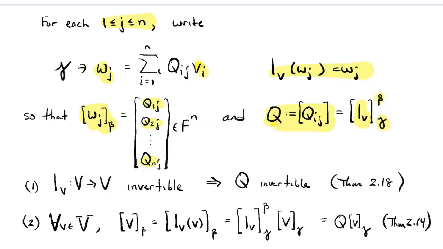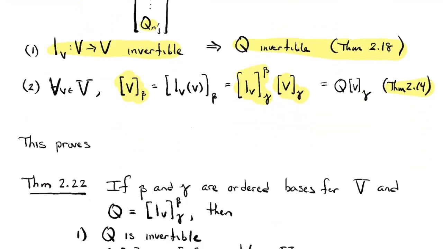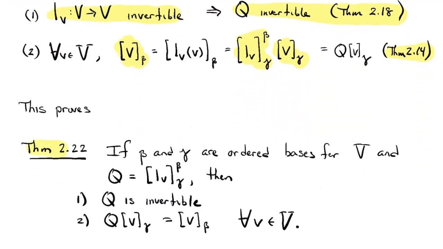Some of our previous theory says that because the identity map is invertible, so is this matrix. That's theorem 2.18: a map is invertible if and only if its matrix in a basis pair is invertible. And moreover, an old theorem 2.14 says that if you take that matrix and multiply it by the coordinates of a vector v in the gamma basis, you get the coordinates of the vector v in the beta basis. Okay, so this is sort of a mission accomplished. What we've done is prove theorem 2.22.